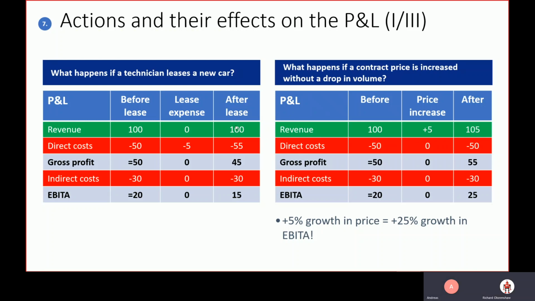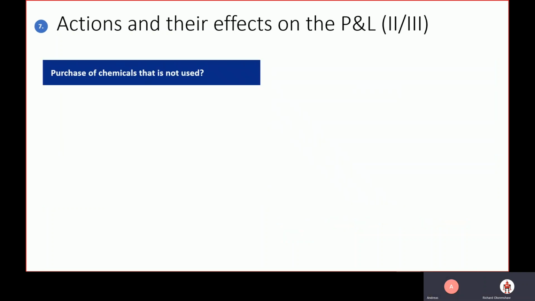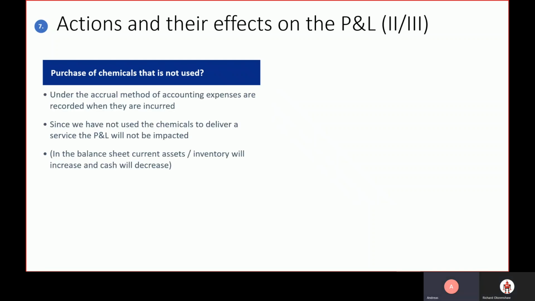Nice. Okay, so we have a couple of other scenarios here. We've got the purchase of chemicals that aren't used. Exactly. So in a large company, we always use accrual methods. So in this example, we haven't used the chemicals to deliver the service, hence the P&L will not be impacted. So the impact will be on the balance sheet instead, where you will see that the inventory will increase and the cash will decrease. Okay, so there's like a delayed impact. Exactly. The impact will happen when the chemicals are used.